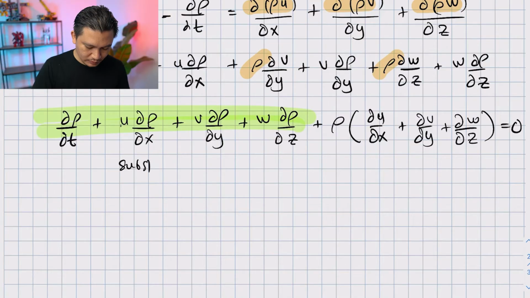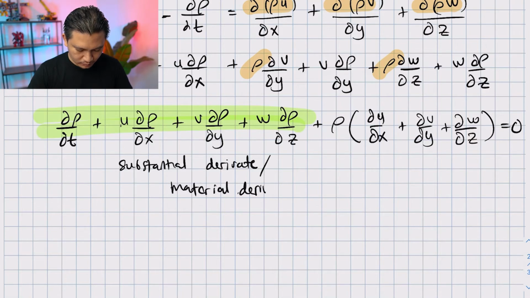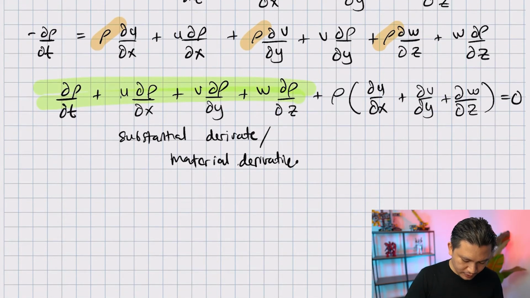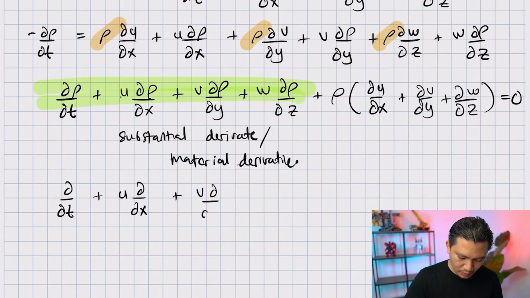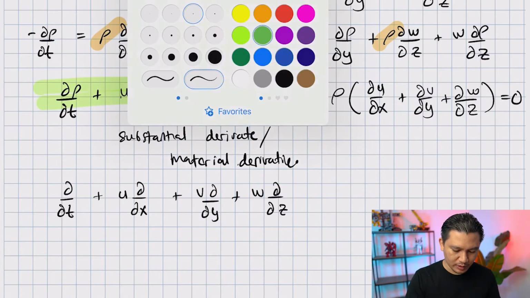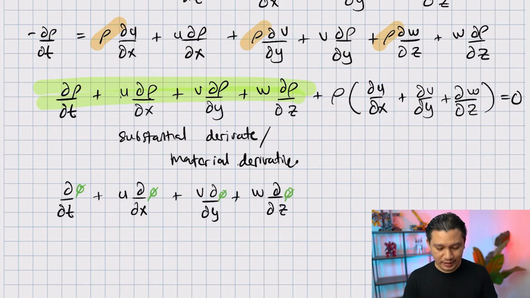Okay? Substantial derivative. Or sometimes we also call it material derivative. Okay, so substantial or material derivative happens when you have this del over del t plus u del over del x plus v del over del y plus w del over del z. And it could be any scalar variable. So this could be phi. Okay, but in our case, this is rho.